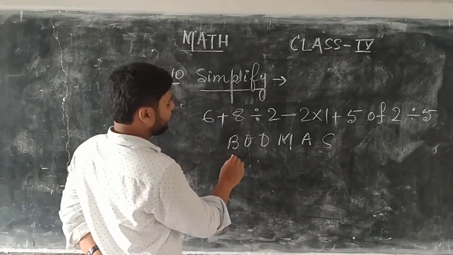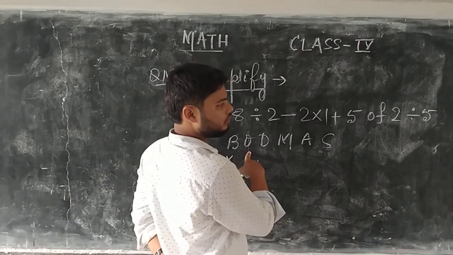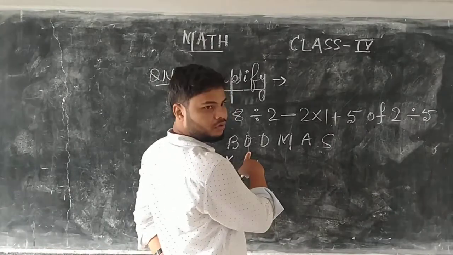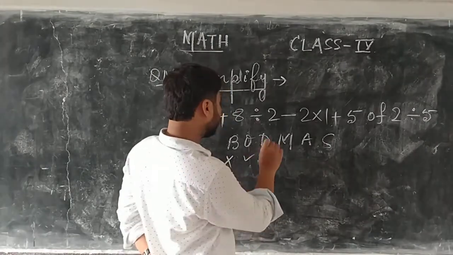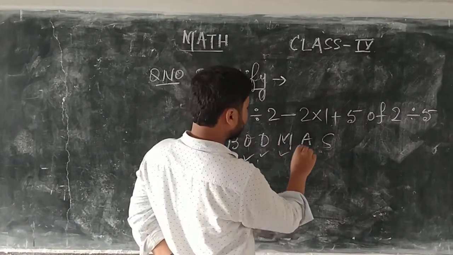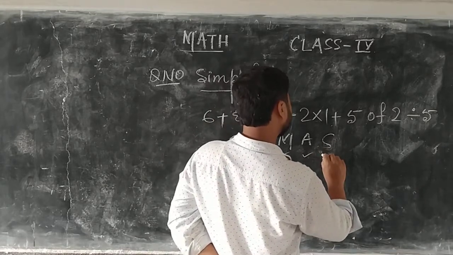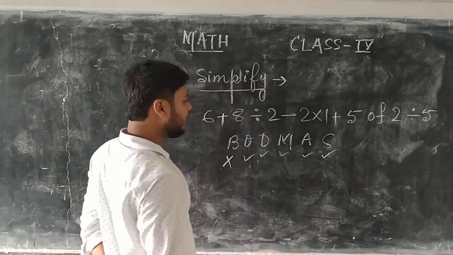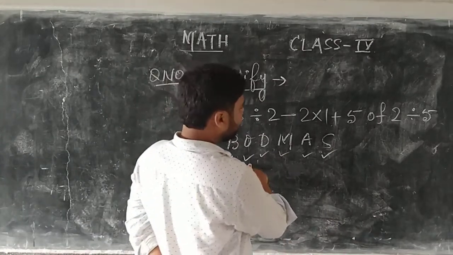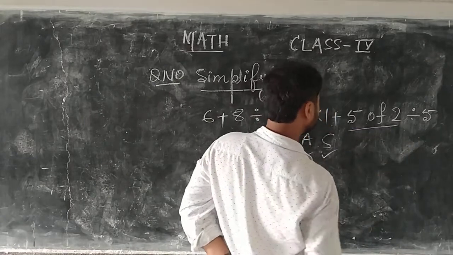first one, bracket, is not given. We will not talk about bracket but of is given. We will talk about of. After that we will talk about division, after that multiplication, after that addition, after that subtraction. It means here first work is of. We will work for this.